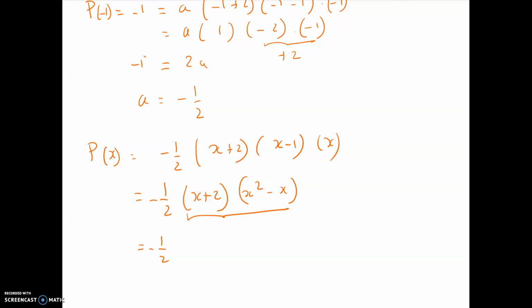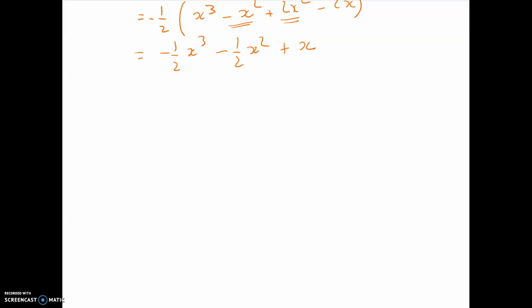X by x squared gives you x cubed. X by negative x gives you negative x squared. 2 by x squared gives you plus 2x squared. And 2 by negative x gives you negative 2x. I end up having negative 1 over 2 x cubed because I distribute my x cubed. Negative x squared plus 2x squared gives you x squared, so minus 1 over 2 x squared. And negative 2x multiplied by negative 1 over 2 gives you plus 1x. So the answer is negative 1 over 2 x cubed minus 1 over 2 x squared plus x. Let me try to do another one for you to make sure that you understand what I'm doing.